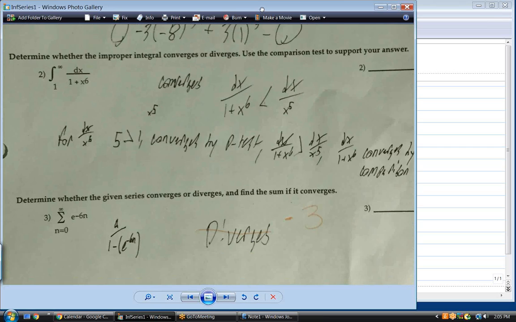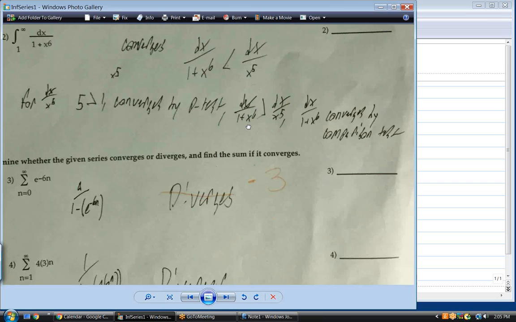Okay, number 2, it looks like you got completely right. You compared it to 1 over x to the 5th, which we know is a convergent series because it's a p series with p greater than 1. And if we can prove that our integral is less than 1 over x to the 5th, then we will have proved that it converges because it's always less than a convergent series. And it looks like you did.